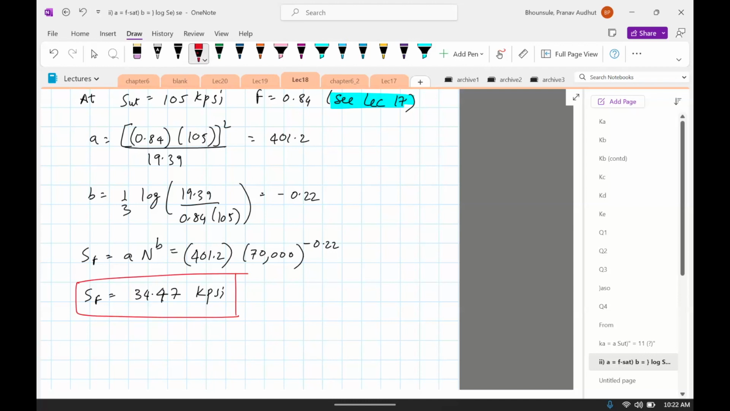Okay, so that took some time, but those are the answers we worked out. I think this question shows you how to go through the entire process of computing Se from the various factors and then putting it together in that S-N curve equation to compute the fatigue life.